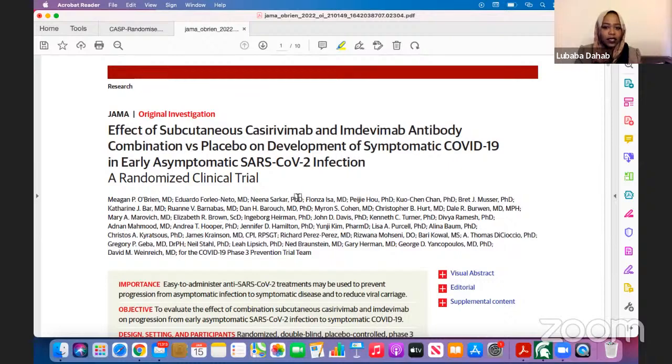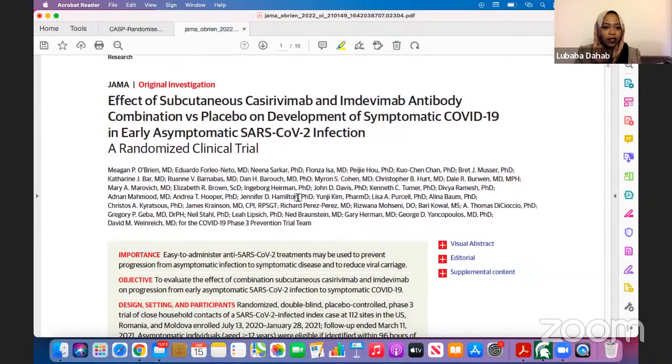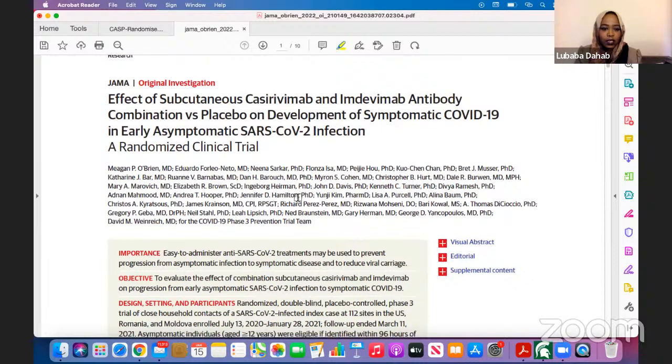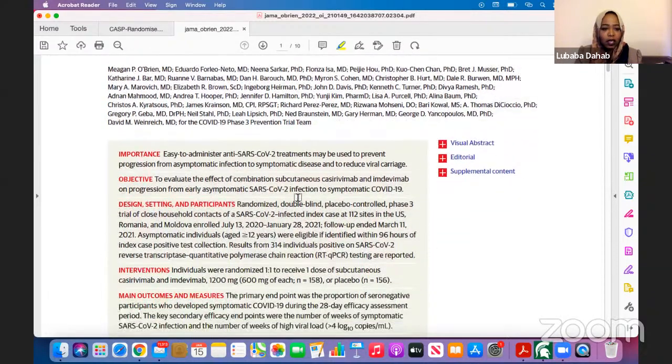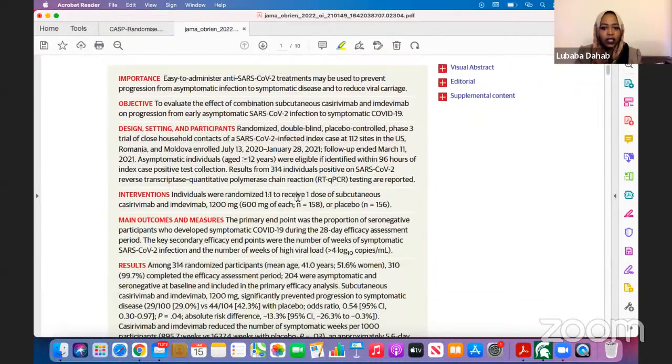So this is a recently published article in JAMA: effect of subcutaneous casirivimab and imdevimab antibody combination versus placebo on development of symptomatic COVID-19 in early asymptomatic SARS-CoV-2 infection. It's a randomized clinical trial, as I mentioned. I'm going to read just through the abstract, and then we can go back to the questions. Last year, we used to have two presenters for the critical appraisal part, where one would read the questions and the other would go over the answers from the article.